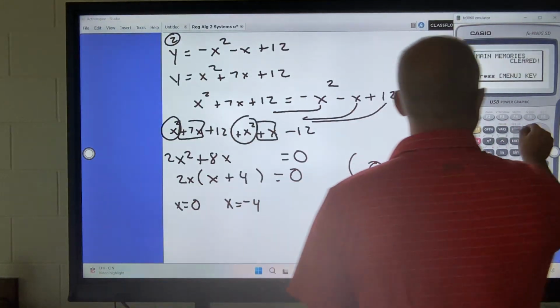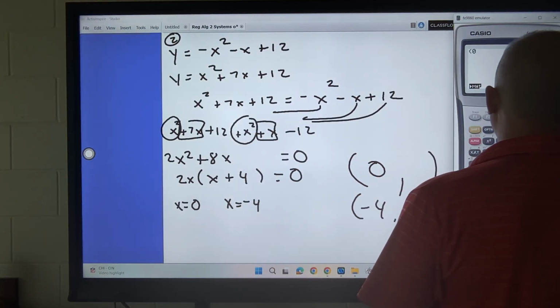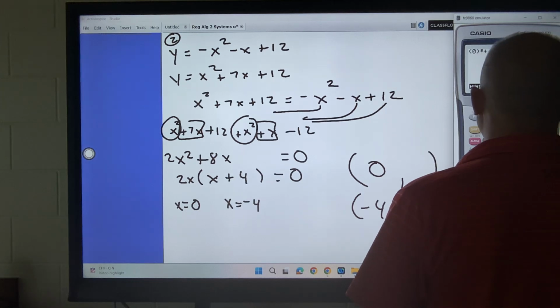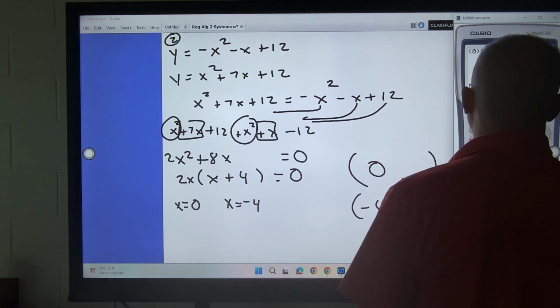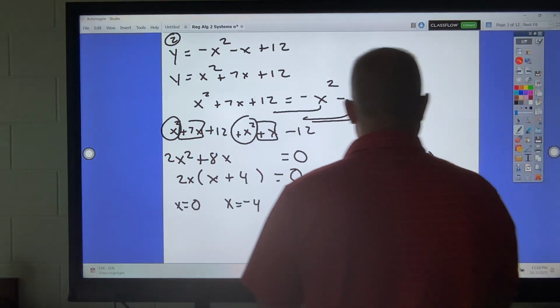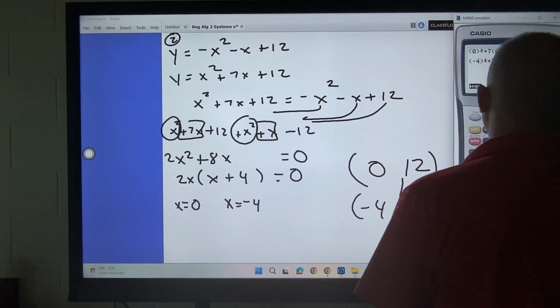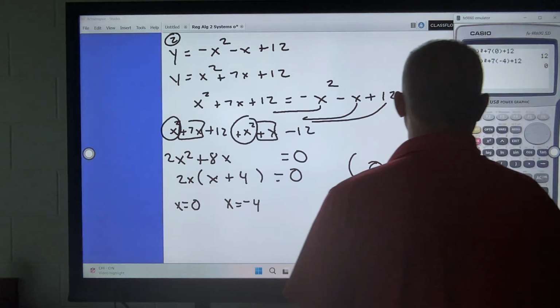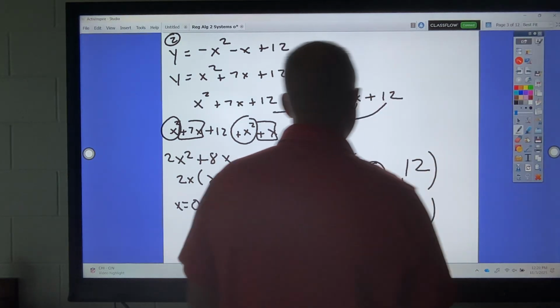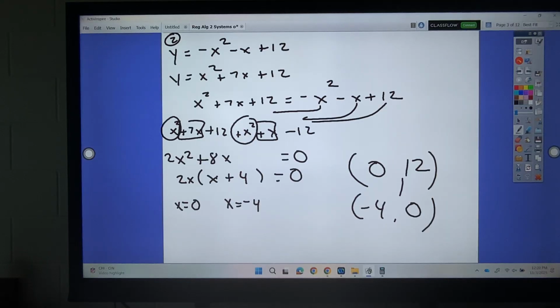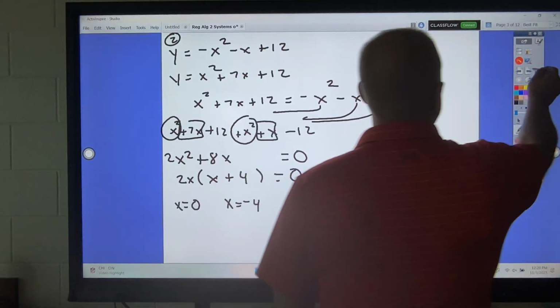Now, I would use that equation and put 0 in for x. So 0 squared plus 7 times 0 plus 12 gives me 12. And if I put negative 4 in there, negative 4 squared plus 7 times negative 4 plus 12, I get 0. So that ends up being my algebraic solution.